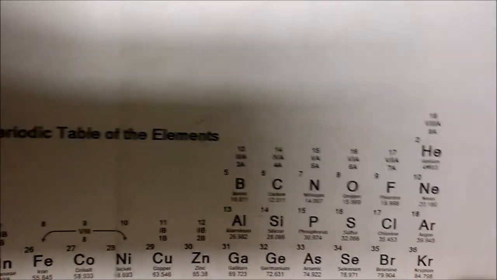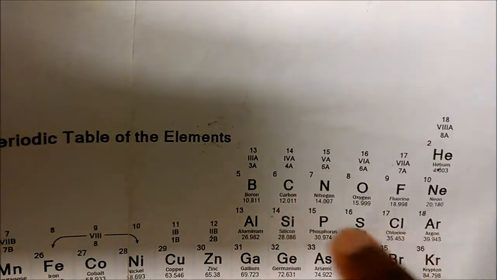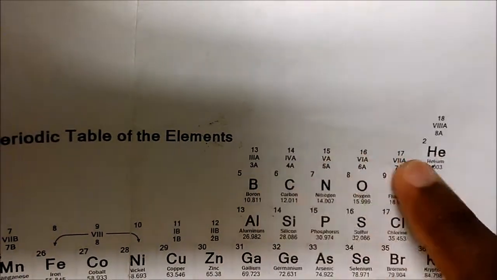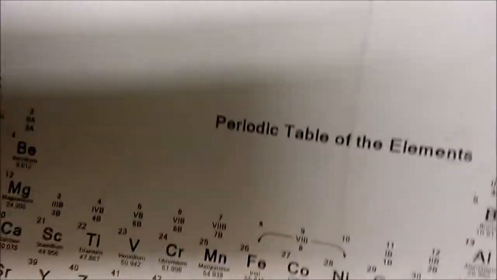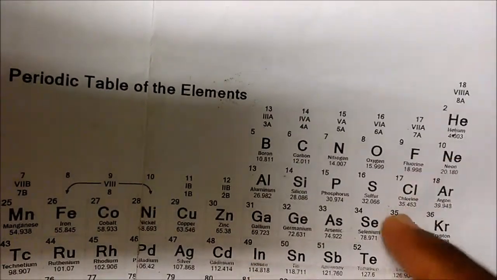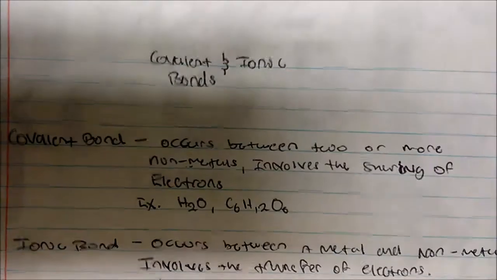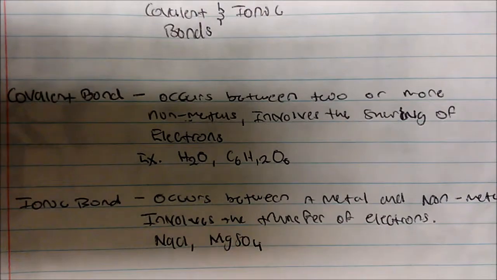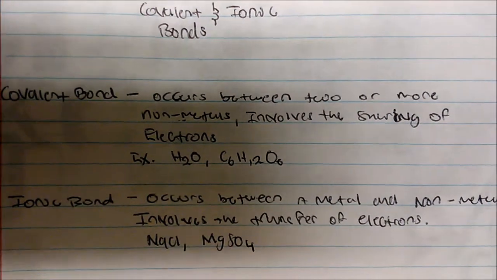If I look at the periodic table, we should know by now that most of these over here are nonmetals. Over here are nonmetals, here are transition metals, and here are alkali metals and earth metals. Most of the periodic table over here, fluorine, chlorine, phosphorus, sulfur, nitrogen, carbon, these are nonmetals. Because they only involve nonmetals, we call that a covalent bond.